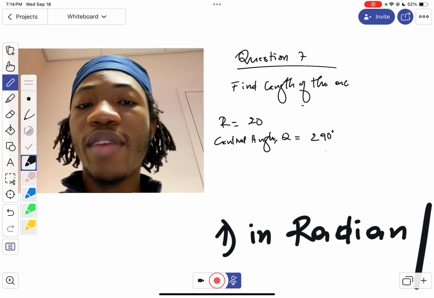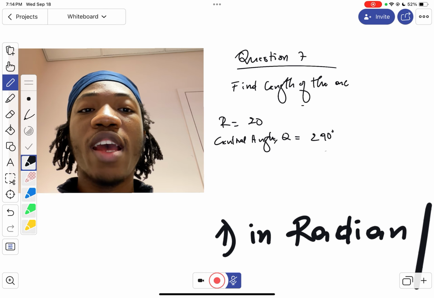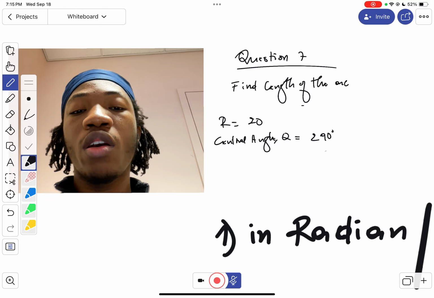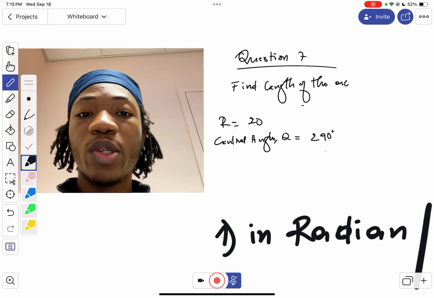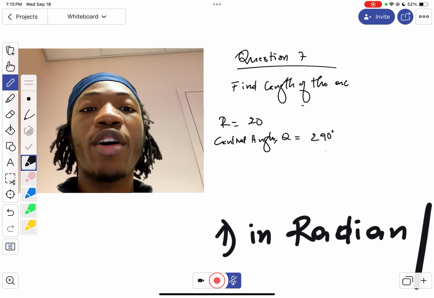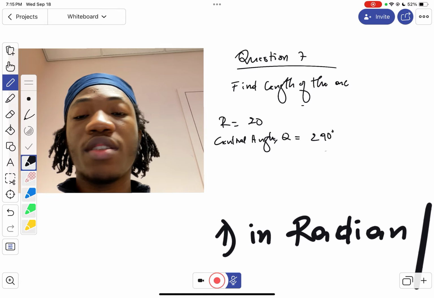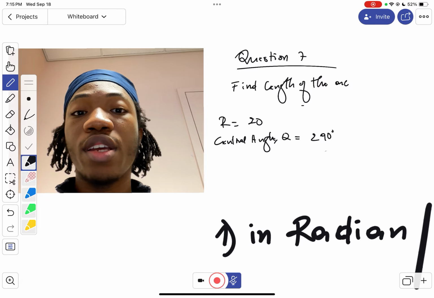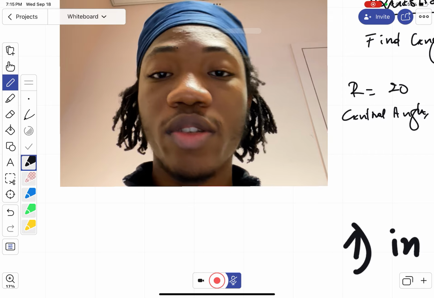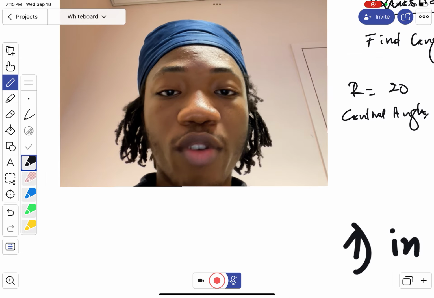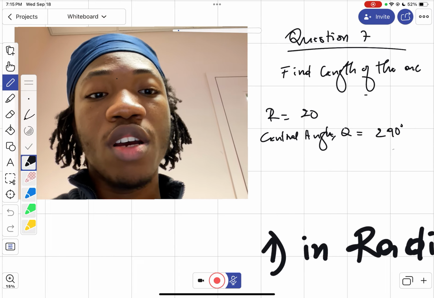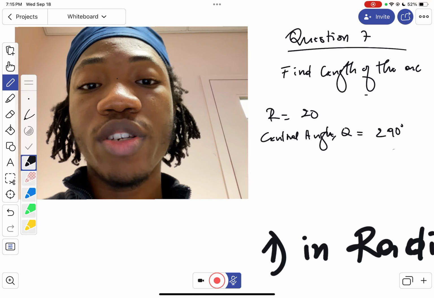All right, so now we are back for question number 7. For question number 7, they ask us to find the length of the arc, and they give us the radius, which is 20, and the central angle, which is 290 degrees. But the thing you have to take into account for this kind of problem is what's the unit in which they give you the angle.